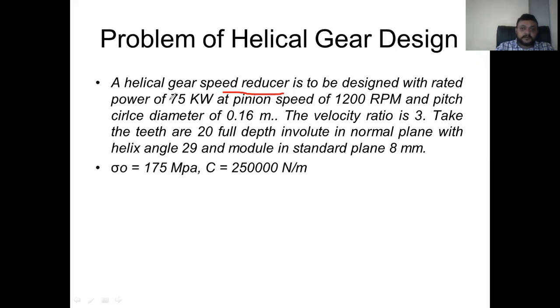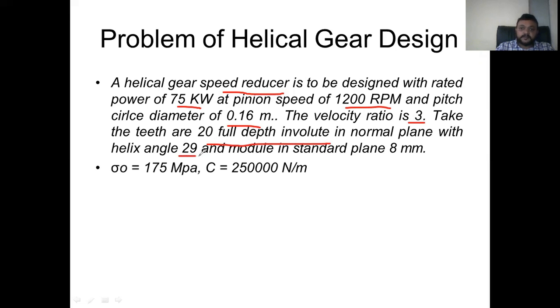To be designed for a rated power of 75 kilowatt. At pinion speed NP is given, and pitch circle diameter is given in meters. Velocity ratio dg by dt is also given. And you have to take a 20 degree full depth involute with helix angle alpha of 29 degrees.